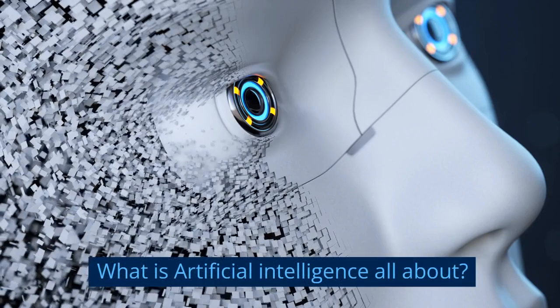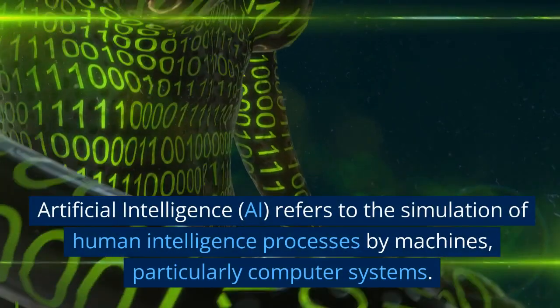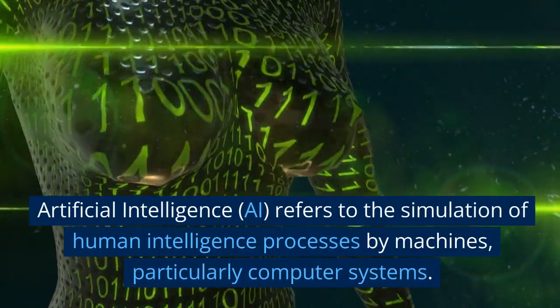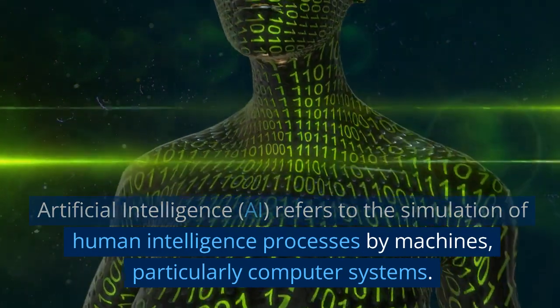What is artificial intelligence all about? Artificial intelligence, AI, refers to the simulation of human intelligence processes by machines, particularly computer systems.